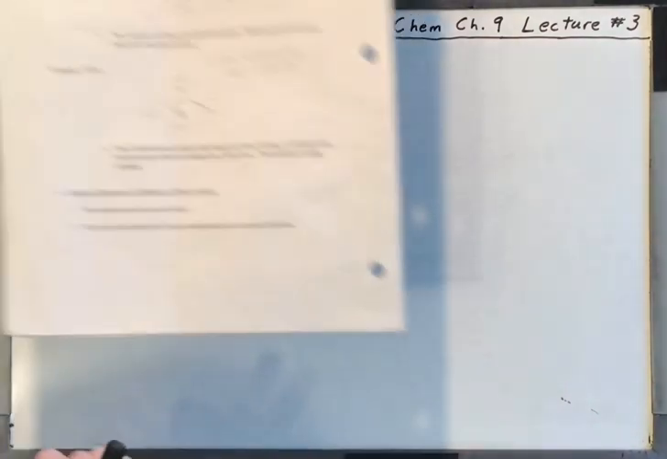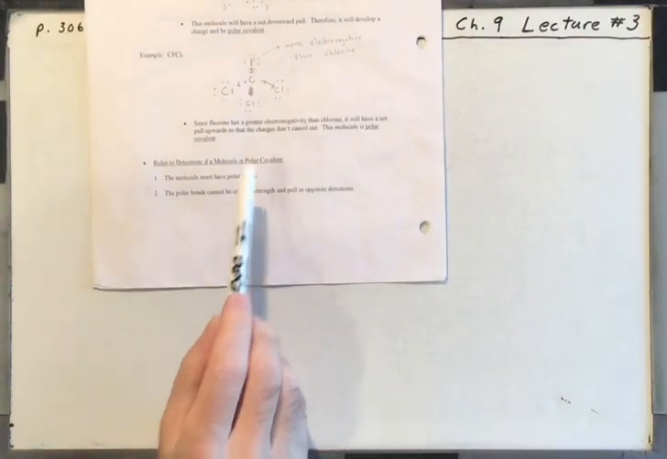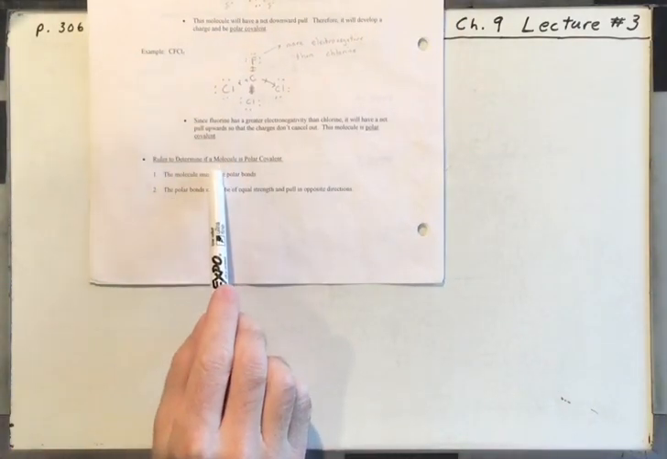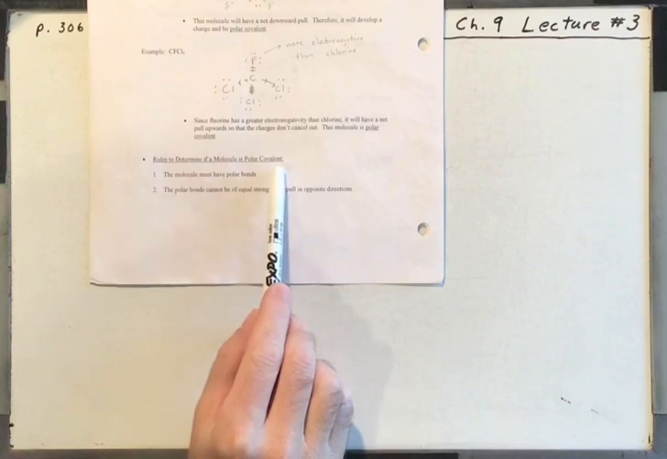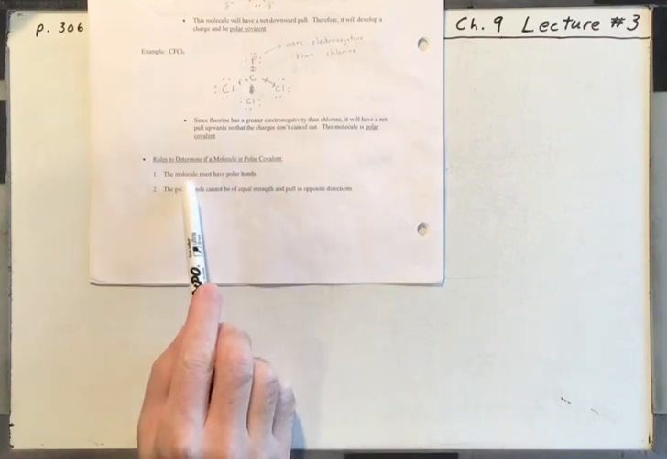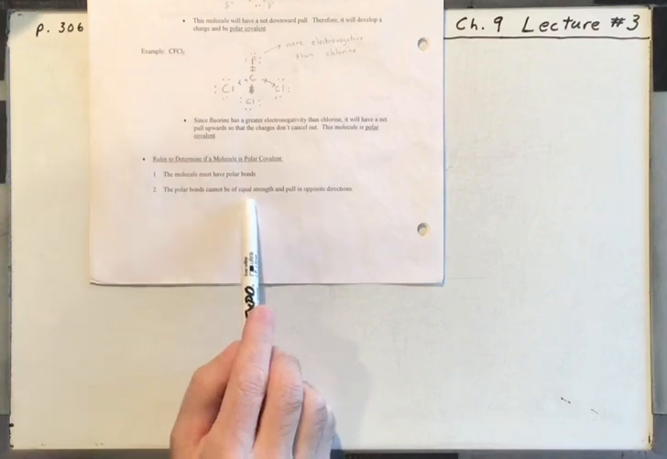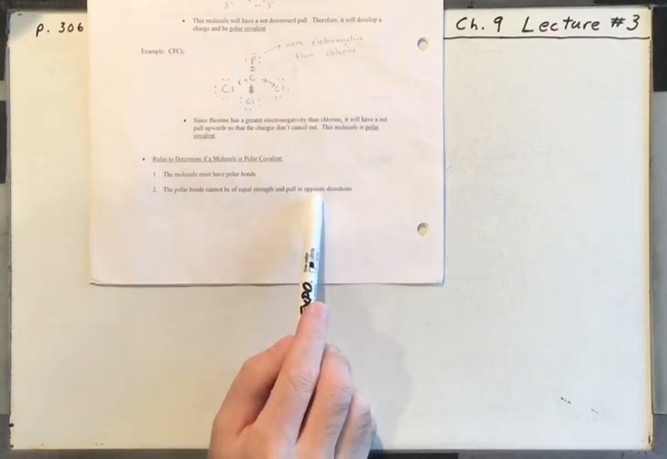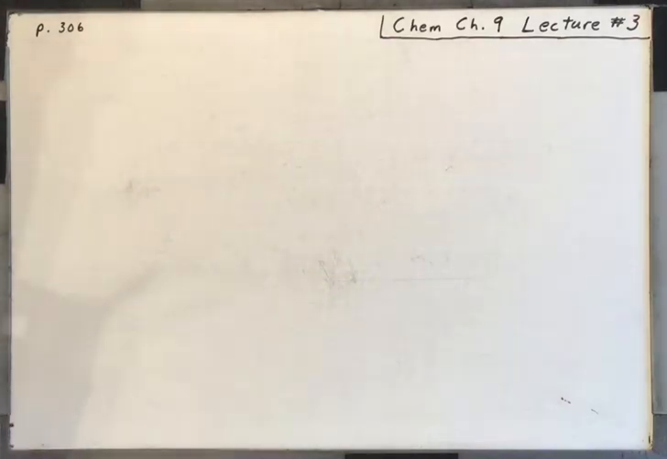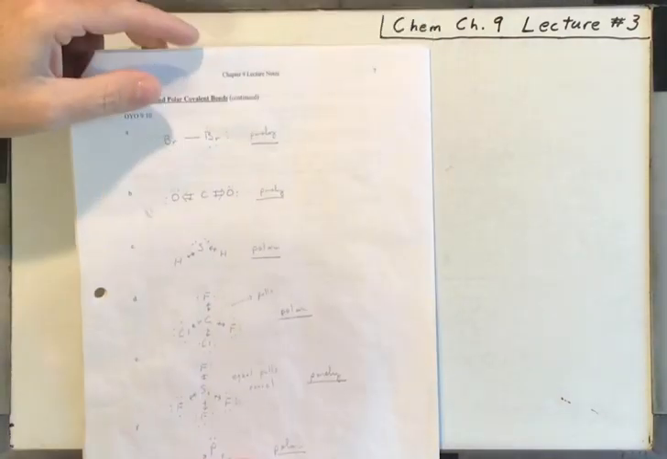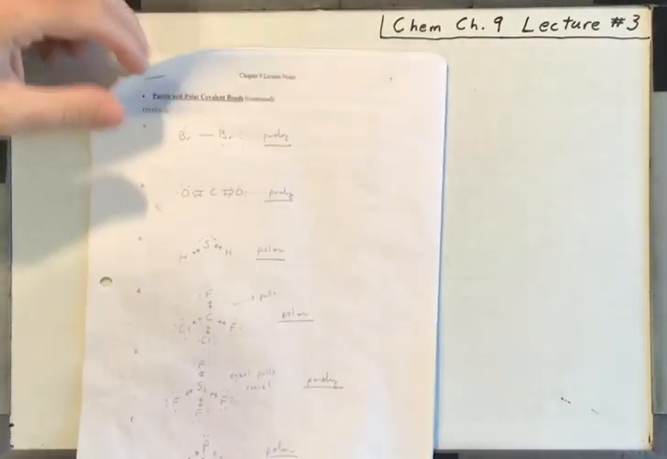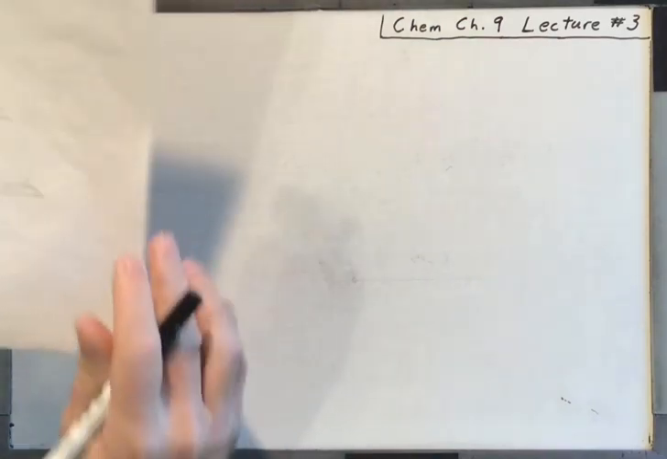So going over the bottom of page 6 on your notes, rules to determine if a molecule is polar covalent. So first of all, the molecule must have polar bonds, and the polar bonds cannot be of equal strength and pull in opposite directions. All right, so turn your notes over to page 7, and we'll work on your own 9.10, and we're going to fill up this entire page with molecular structures.